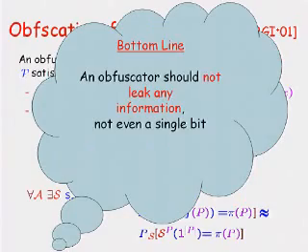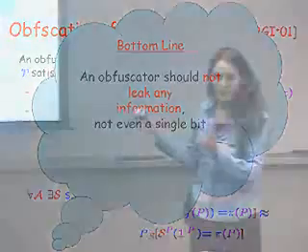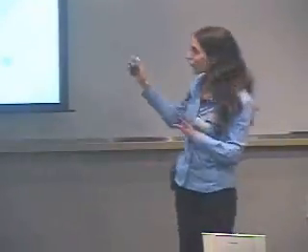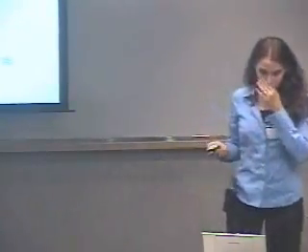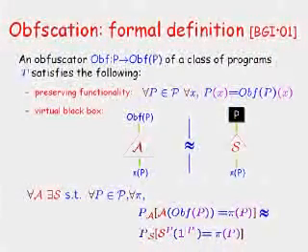Okay. But so there's all this math, but all these notations, I should say. But the main thing that people should get from this, the main point that we need for the rest of the talk is, the bottom line is an obfuscator should not leak any information, not even a single bit, okay? More than what you can do with black box, okay? So that's the way they defined obfuscation.